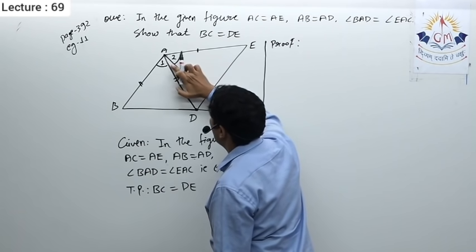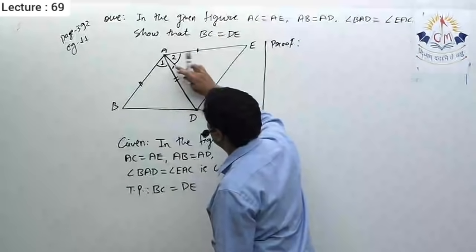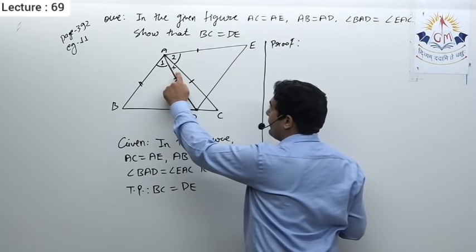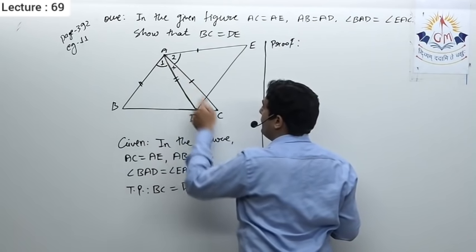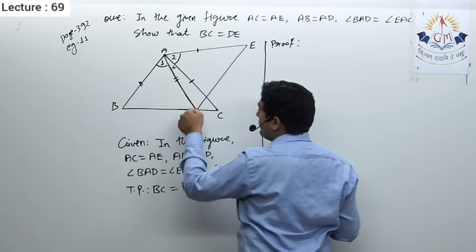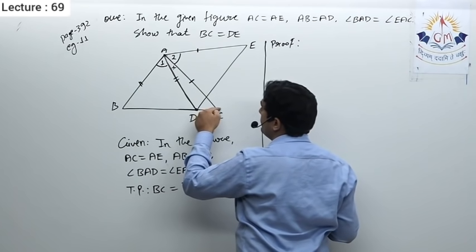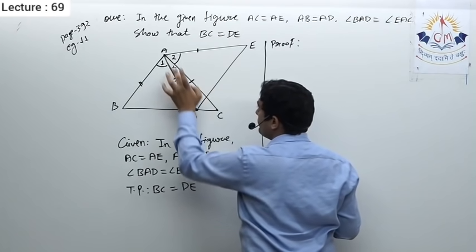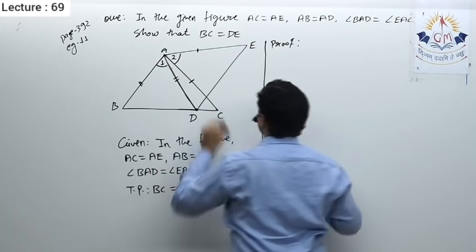That means if I add this common portion, let me say for a while it is X, if I add X in angle 1, I will get BAC. If I add this X in CAE, I will get DAE. So I will start with this only.